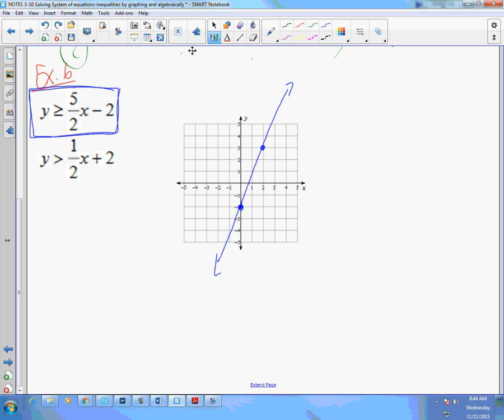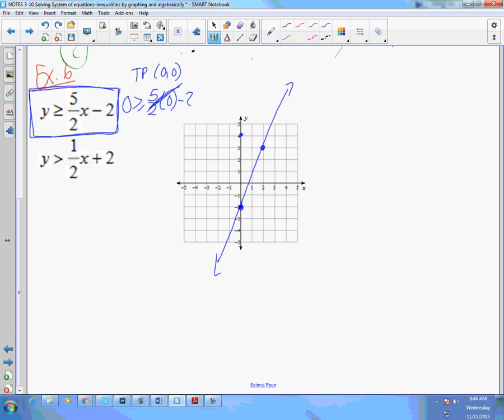Now, is the test point 0, 0 not on this line? Yes, so 0, 0 is one to use. Again, if 0, 0 is not available because it's on the line or too close to tell, then pick another point on the y-axis, like 0, 4. Putting 0 for the x makes it a lot easier. So let's do a test point, 0, 0. It cancels out.